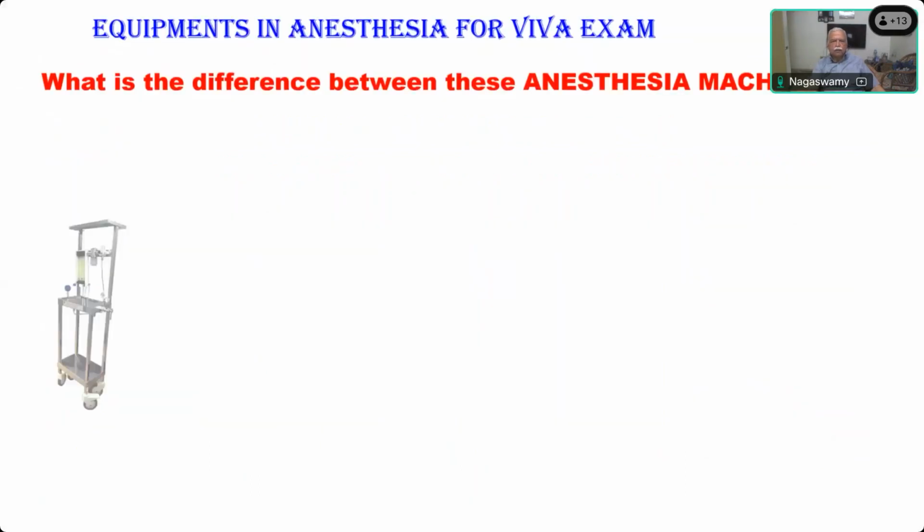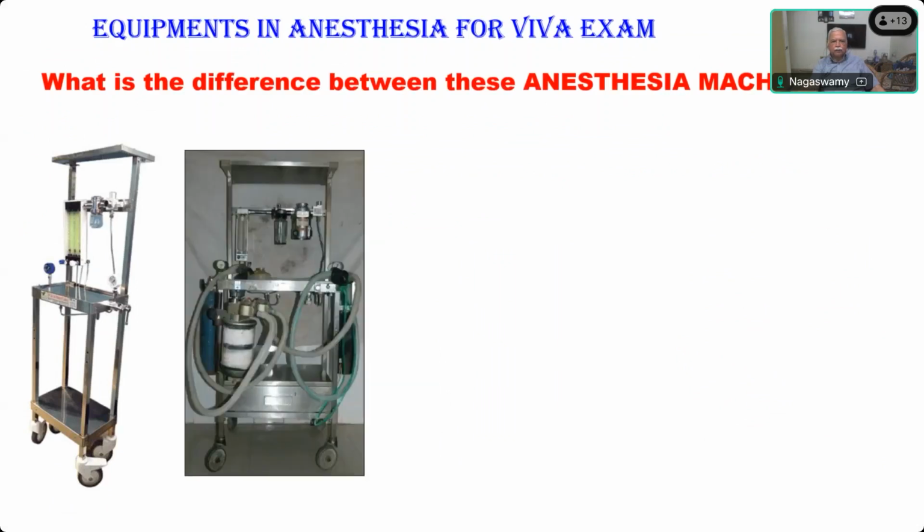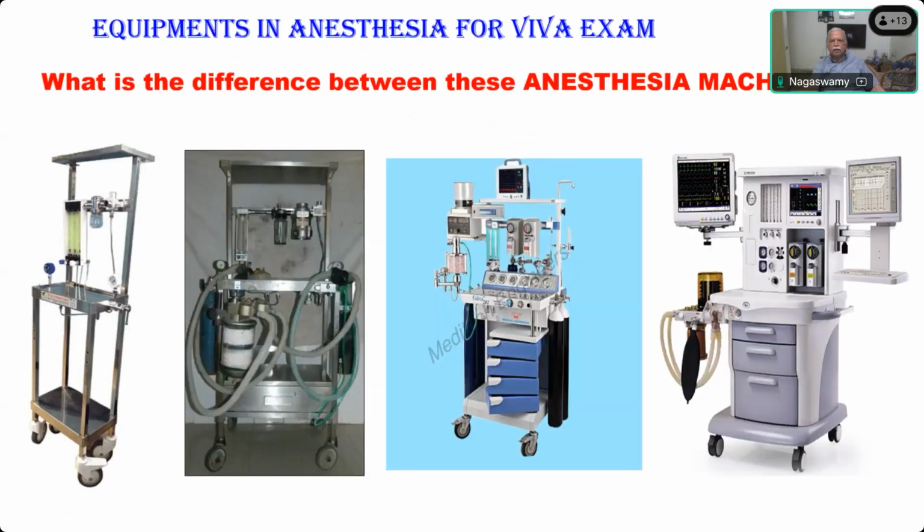Now I am showing pictures of a few machines here. Can you tell what is the difference in these machines? The first one is an old Boyle's machine and the last is an advanced workstation. Yes, this is the latest workstation. This is a very old Boyle's machine with no circle absorber, only two flow meters, one for oxygen and one for nitrous oxide.